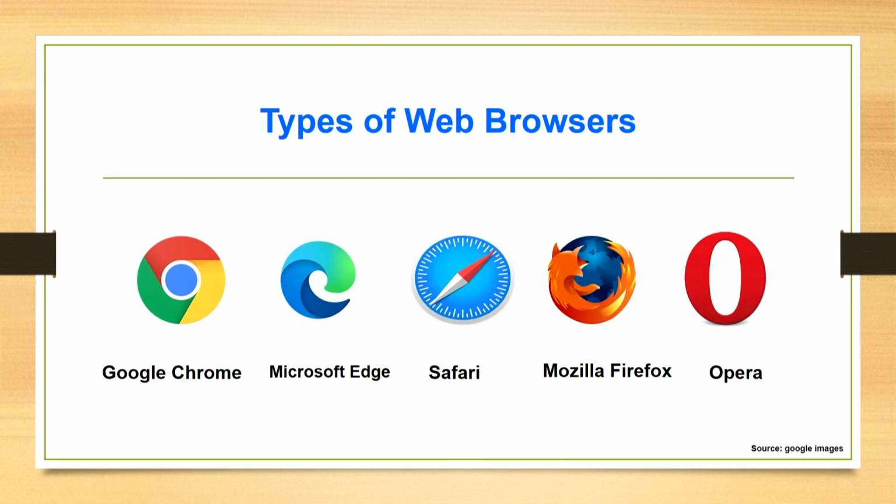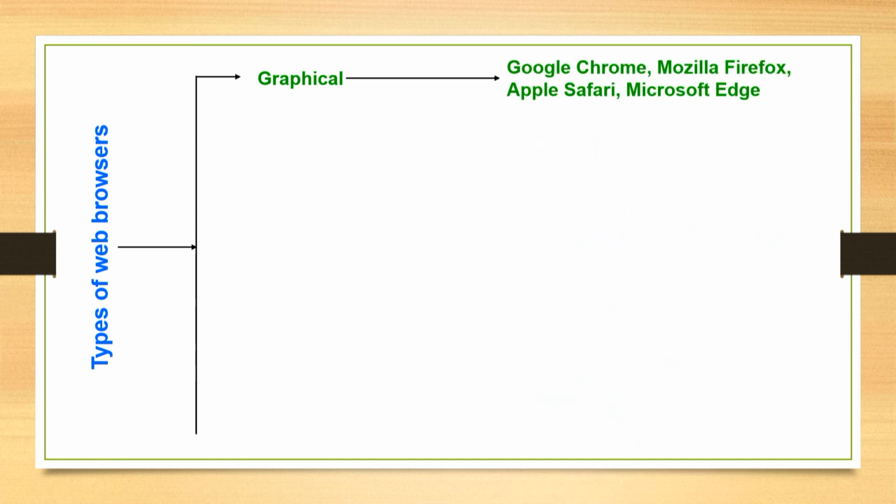There are different types of web browsers available. Most commonly used are Google Chrome, Microsoft Edge, Safari, Mozilla Firefox, Opera. These are the commonly used web browsers. Types of web browsers means how we can categorize them, and we can do that on the basis of graphical based web browsers: Google Chrome, Mozilla Firefox, Apple Safari and Microsoft Edge.